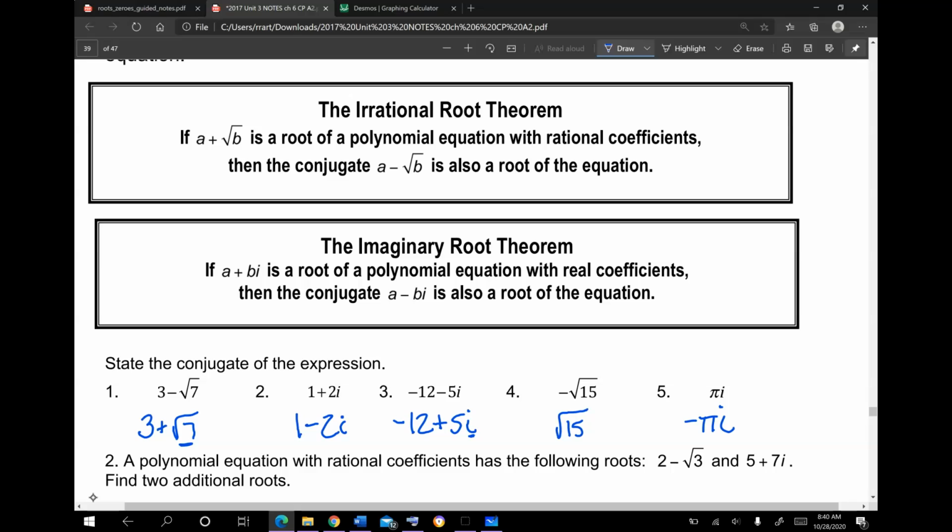Okay? So most of the time they're only going to tell you negative square root of 15 is a solution. You have to know that the square root of 15 is also a solution.